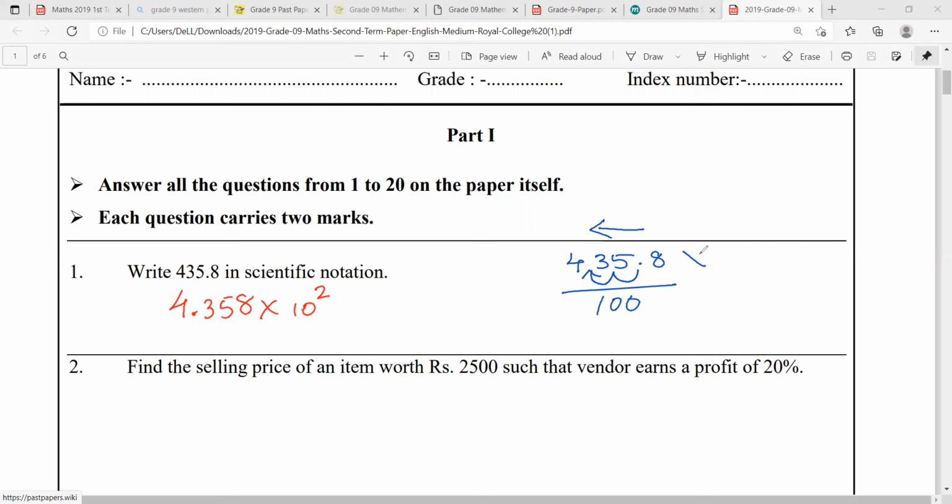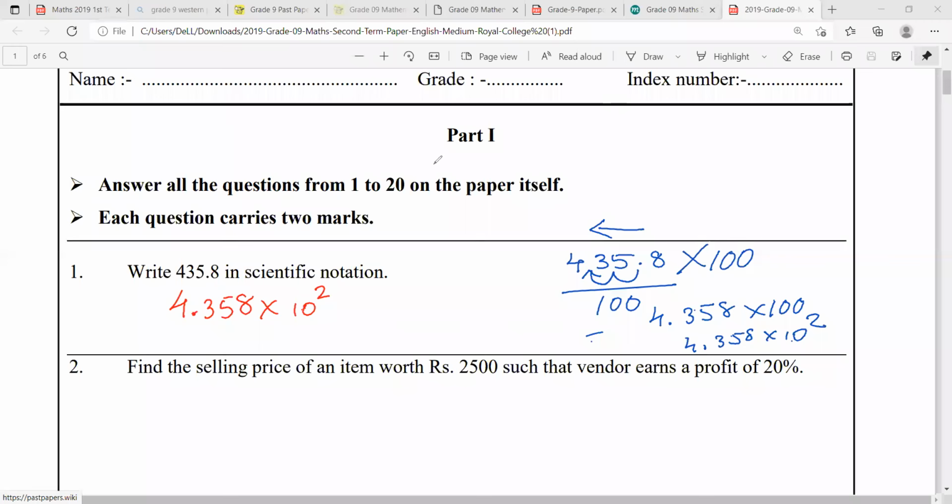Actually, to cancel out this 100, you have to multiply by 100, and that means you can write 4.358 into 100. This means 4.358 into 10 to the power 2. It is something like this. So I think you understand. If not, I can simplify this further.